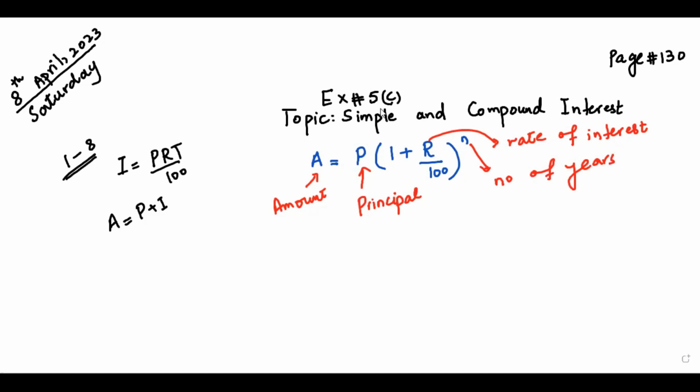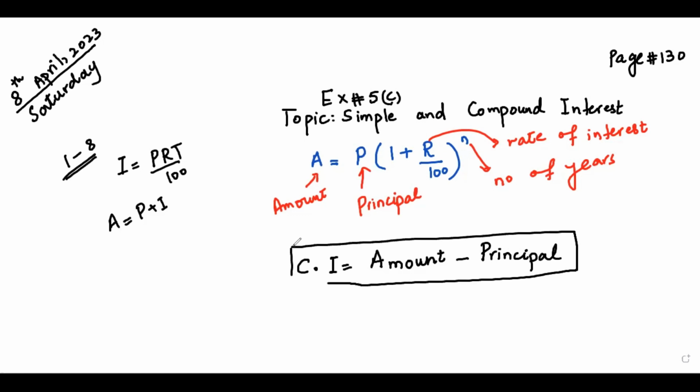After that, we have the formula for the compound interest: compound interest is equal to amount minus principal. This is the formula of the compound interest. So first of all, you have to find the amount, and after that, you have to find the compound interest. So let's start with question number 9.